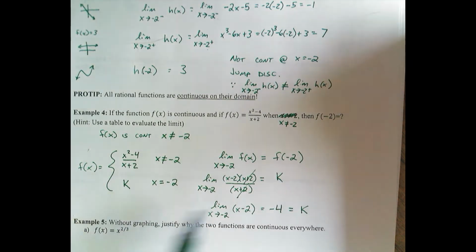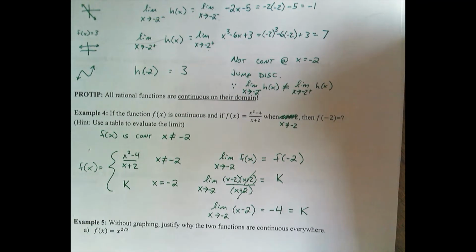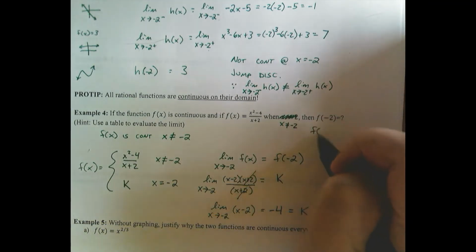So my left side limit equals -4, my right side limit equals -4, and now my function, in order to maintain continuity, I'm going to set my function equal to -4. So the answer to this question, f of -2 equals -4.